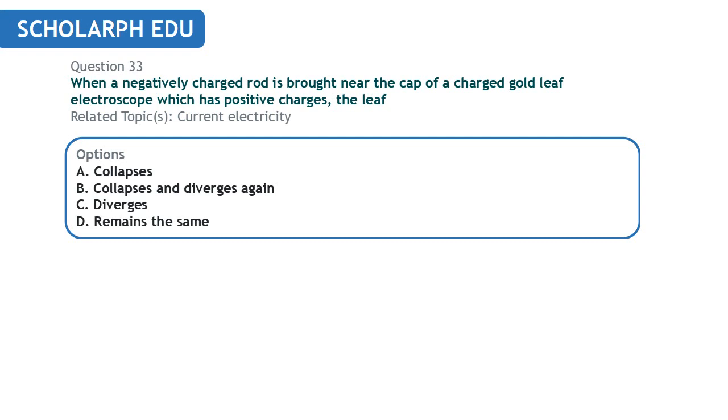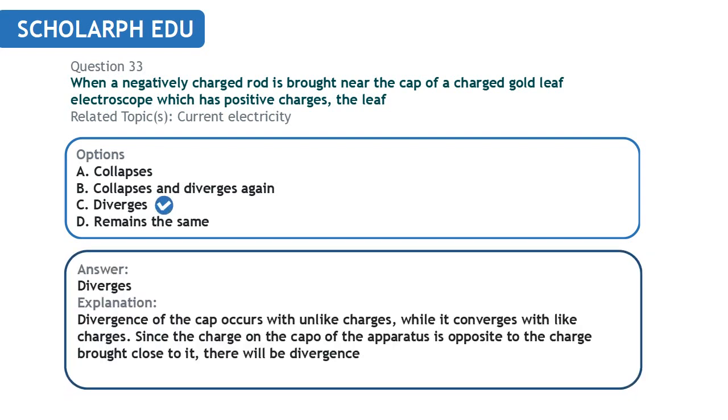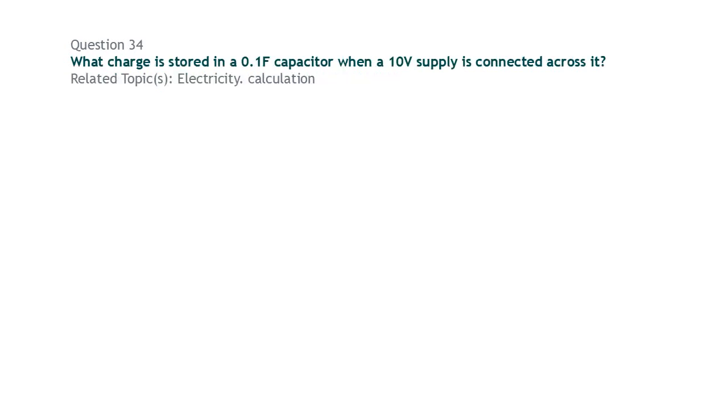So in this case, we are bringing the negatively charged rod to the cap of a gold leaf that has positive charge. So what we are going to have here is divergence. The divergence is going to occur because the rod we are bringing close to the cap is of an opposite charge to the charge on the cap.